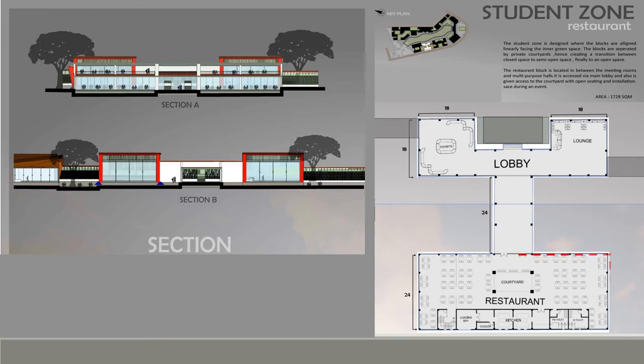The restaurant block and student zone is located in between the meeting rooms and multi-purpose halls, which is accessed through main lobby and through courtyard. It also has seating capacity for 240 people.